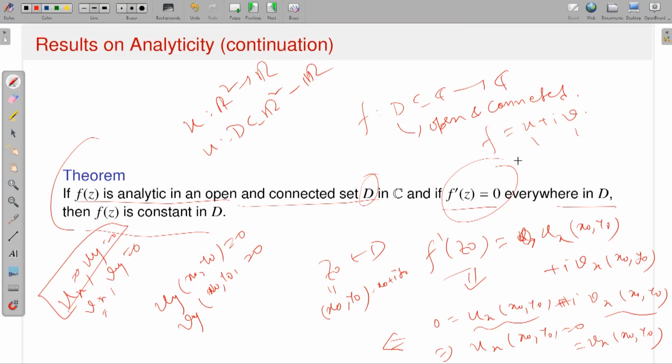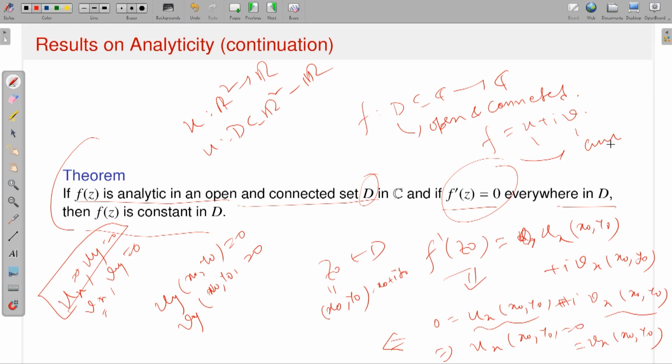So, using results from real analysis, you can say that u is free from x and u is free from y. Therefore, u is a constant. In a similar way, you can say that v is also free from x and free from y, so v is constant. Since u is constant and v is constant, it implies that f is constant.